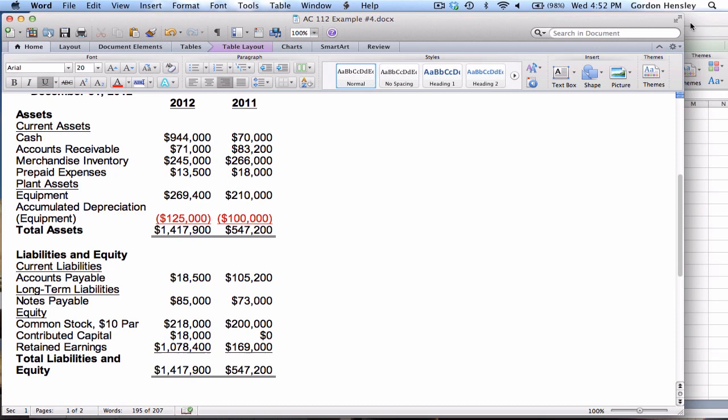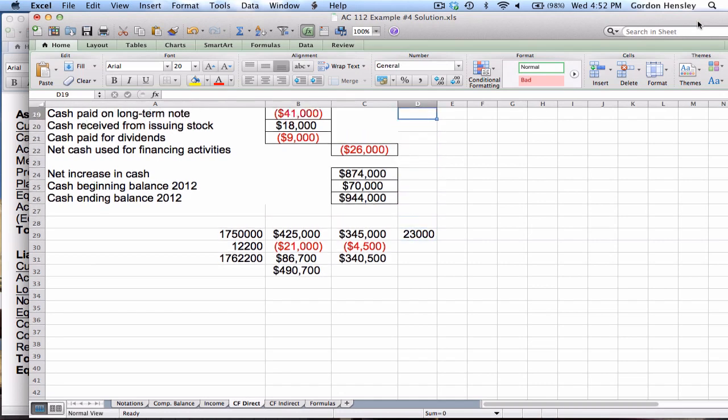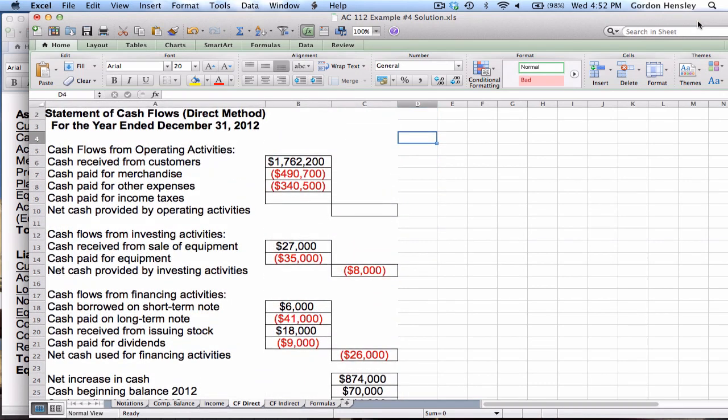So again, not every company is going to necessarily have everything that the formula asks for. Well, in this case, this is a good thing. It means I don't have to do any more calculations. I can just literally use that number, 23,000. So I'll go up here and plug in the 23,000, and again, this is cash paid for taxes. So it's going to be a negative 23,000.